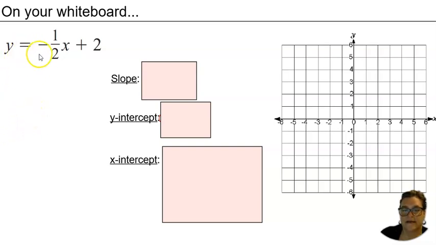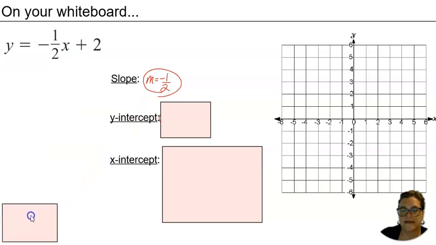So looking at our equation, the coefficient on the x is negative 1/2. That represents the slope. So the slope of this line is negative 1 over 2. The y-intercept is the b. The b here is 2. And so we can come over to our graph, go to 2 on the y-axis, and that's our y-intercept. We could use that as the starting place with the slope.